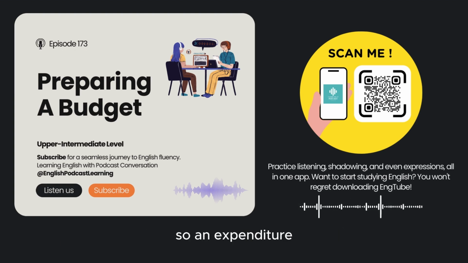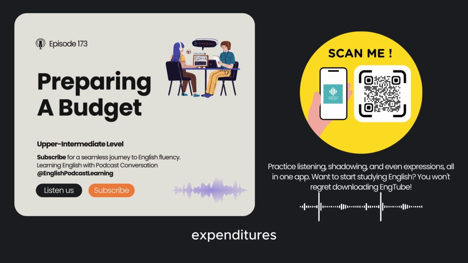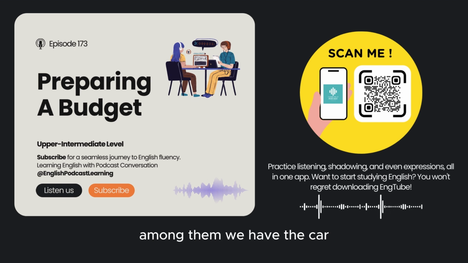Okay, so an expenditure. And this is a noun, and usually it's in the plural, expenditures. Exactly, expenditures. So we have many expenditures at my house. Among them, we have the car, the rent, healthcare, things like that. Okay, perfect. So really good phrases there, really good vocabulary items.